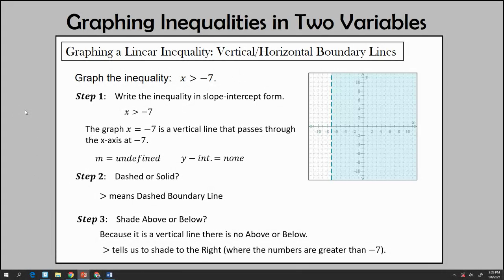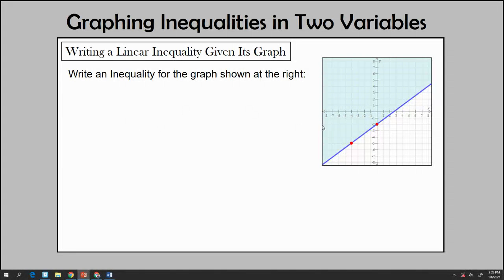Okay. The last concept I want to go over is, let's flip this whole thing around. Let's give you a graph of a linear inequality and you write the linear inequality that's represented by this graph. Okay, so our process is really going to stay the same. Our first step is we need to come up with a boundary line. So what equation represents the boundary line? Really, what I need here is the slope and the y-intercept of this line.